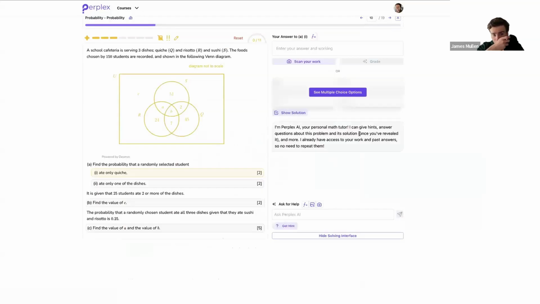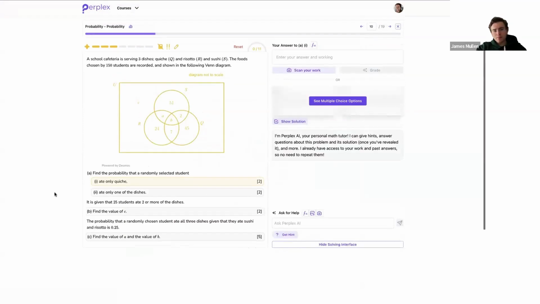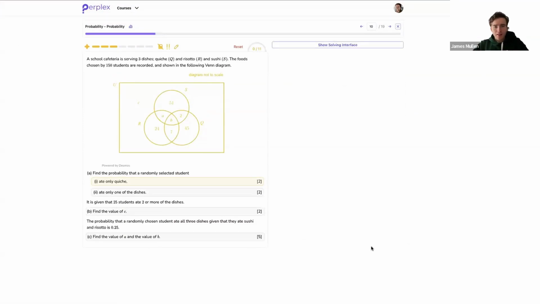Okay, we're gonna do an IB style problem here. I'm gonna give you probably 5 minutes to get started on this, and then we'll continue from there. I have this Venn diagram with students who ate sushi, risotto, and quiche.